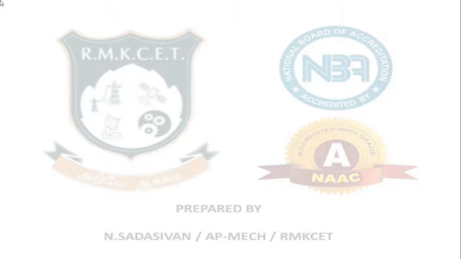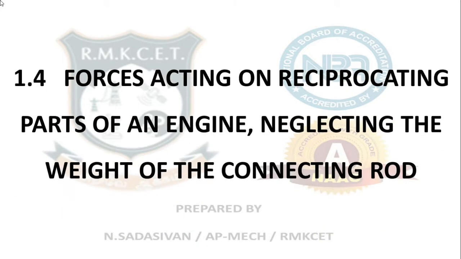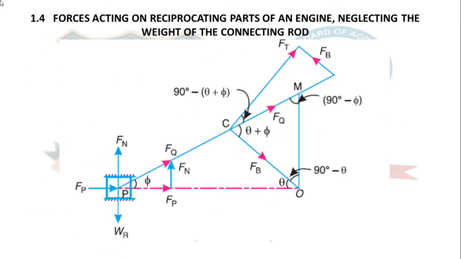Hello everyone. Let's see how we derive the formulas for solving problems involving forces acting on reciprocating parts of an engine, neglecting the weight of the connecting rod. This diagram shows a rough sketch, a vector force balance of all the forces that are generated during the functioning of a reciprocating engine.